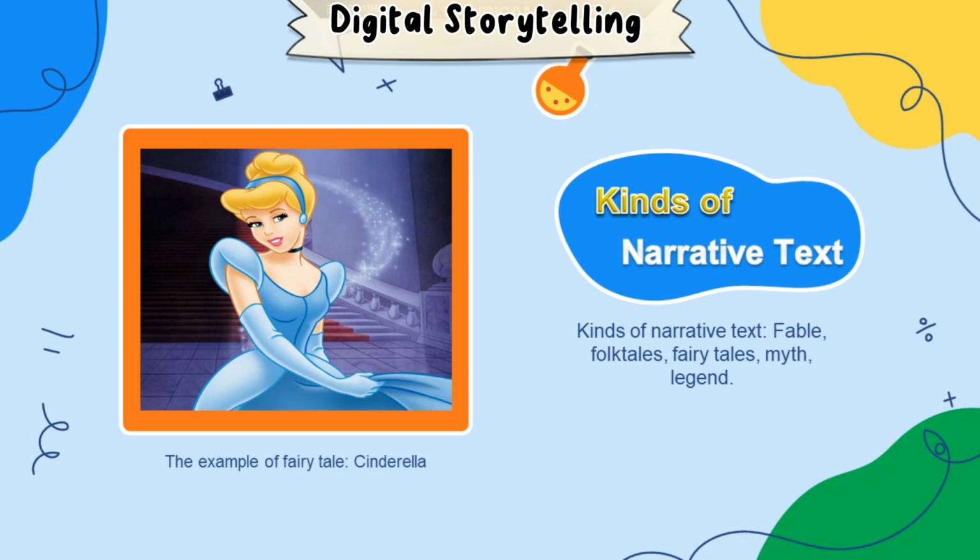And the last is kinds of narrative text. Kinds of narrative text such as fable, folktales, fairy tales, myth, and legend.